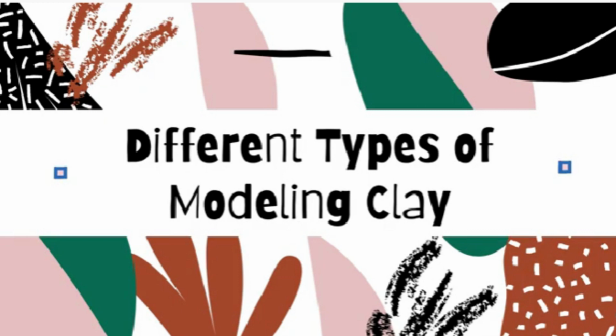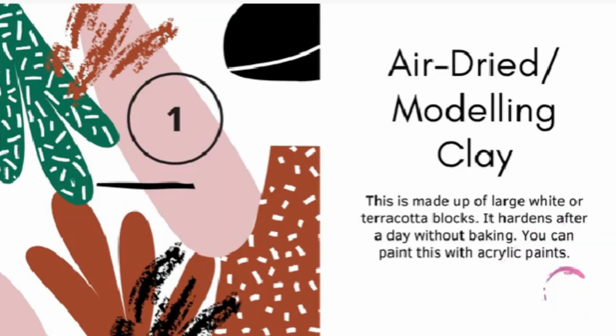And there are different types of modeling clay. First, we have air dried modeling clay. This is made up of large white or terracotta blocks. It hardens after a day without baking. You can paint this with acrylic paints.